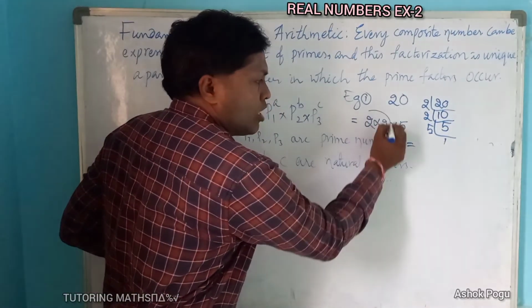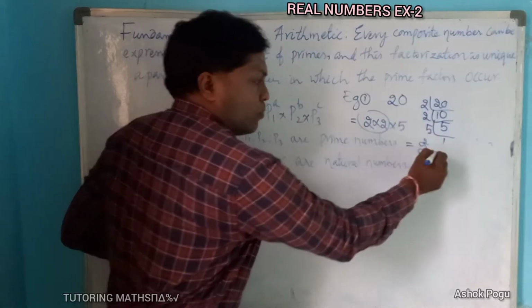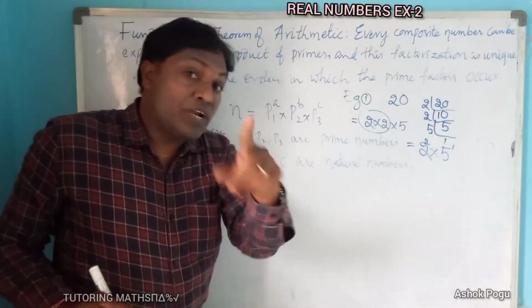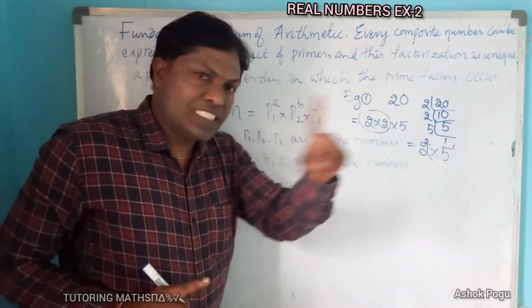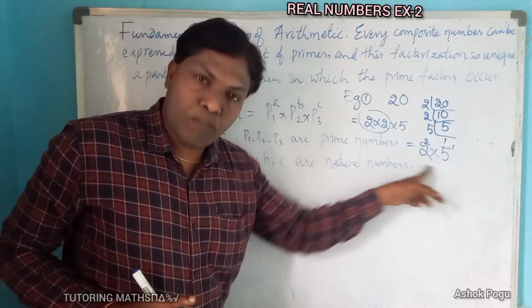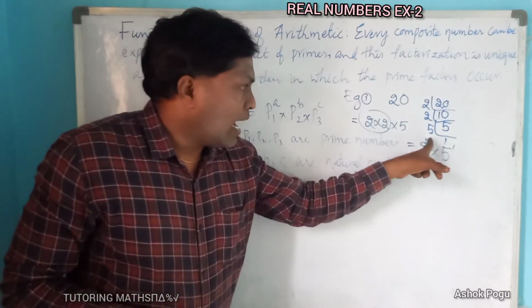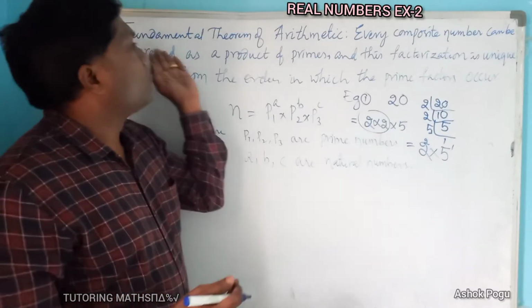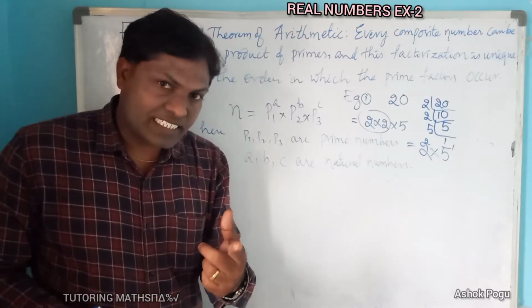How many 2's are there? There are 2 prime factors of 2, and 5 to the power of 1. So the exponential form of 20 is 2 squared into 5 to the power 1. Any composite number can be expressed as the product of primes, where 2 and 5 are prime numbers and the powers 1 and 2 are just natural numbers. So this is the concept of the fundamental theorem of arithmetic.